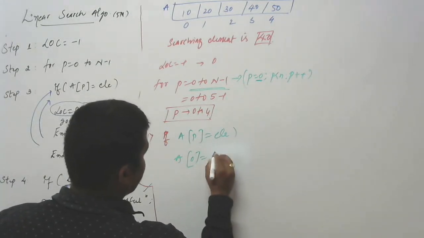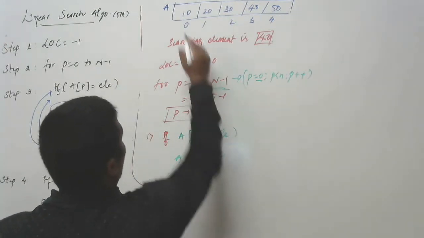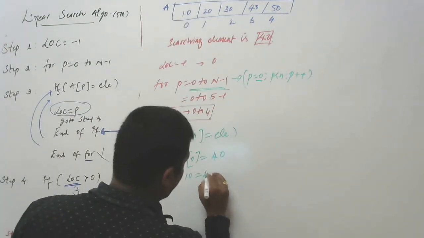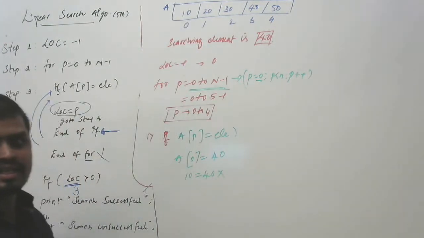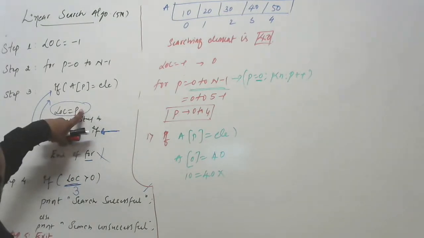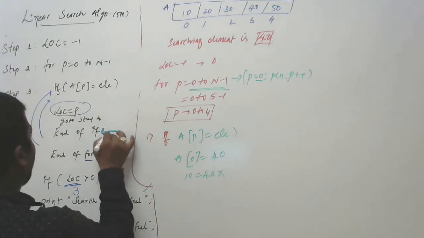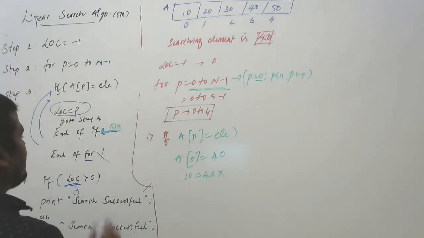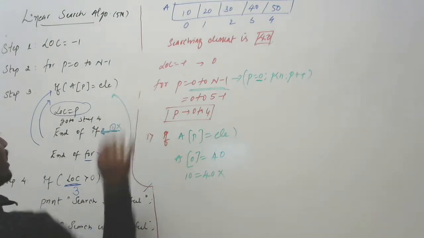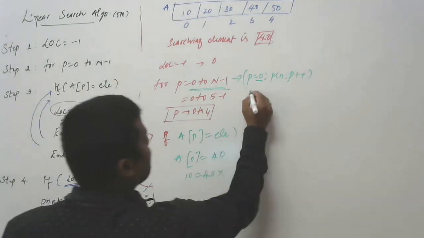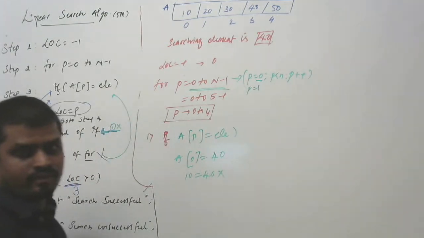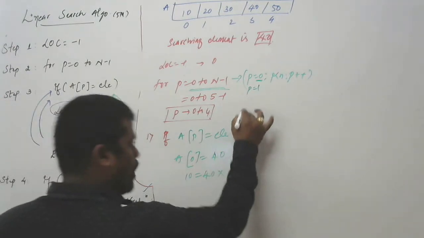Okay. P first position value how much? 0. Searching element is 40. A of 0 how much? 10. Are you searching 10? No. Condition is false. So that is not my location. So it will end the if first time. It ends and it goes back to the same position. That time P value becomes 1.